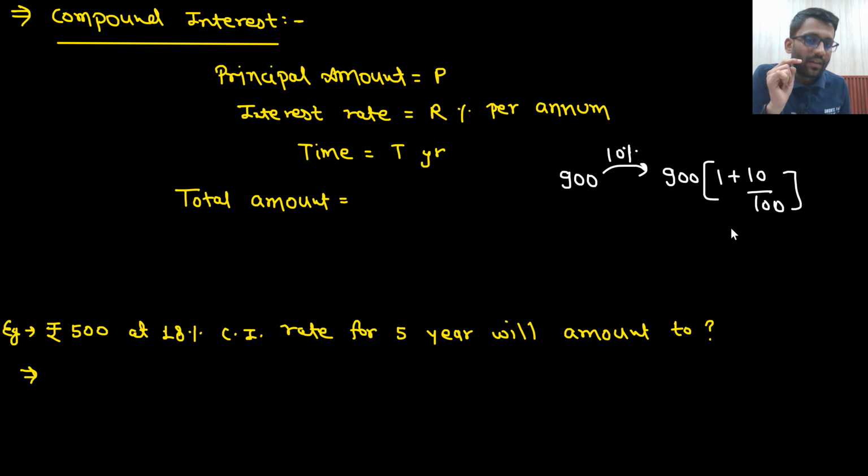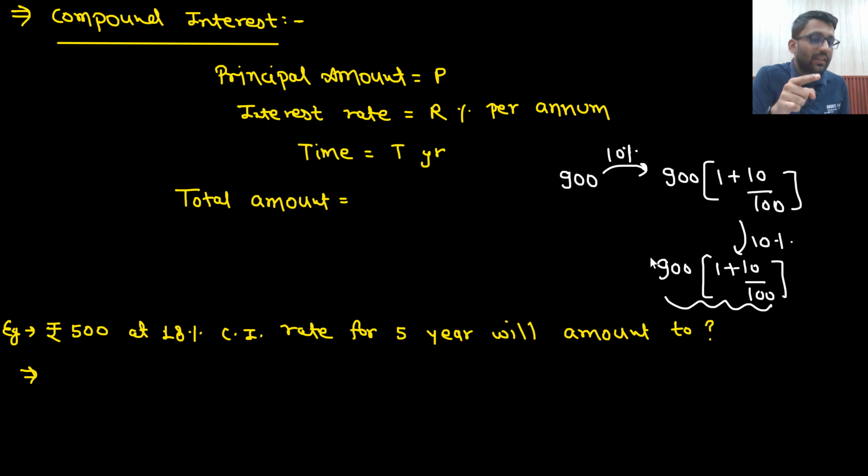10 by 100. Now the interest rate is again 10%, but 10% of this one. So again, what will you pay? 10% of this quantity. This quantity is this. 10% of this one. Extra 10% of this one. That means into 1 plus 10 by 100. Did you understand this step? Did you understand how we came from here to here?